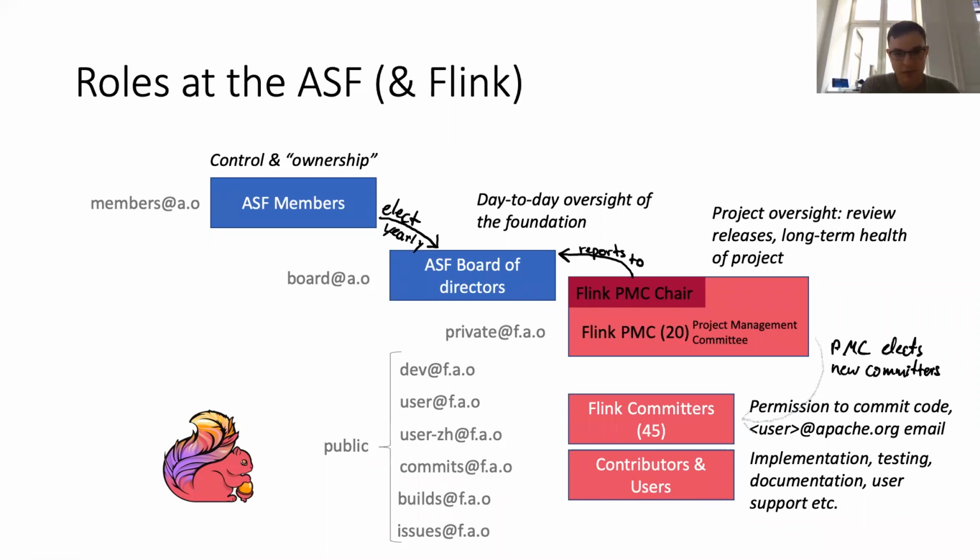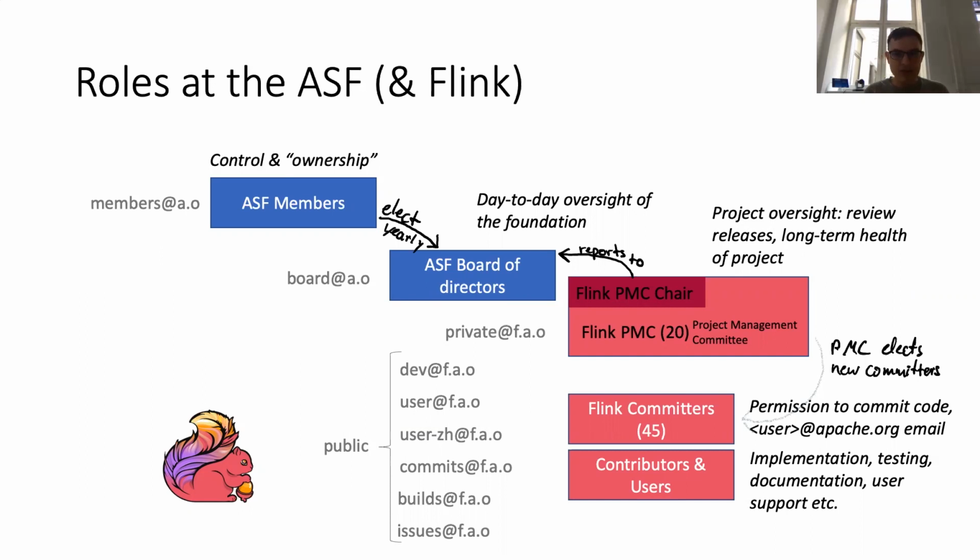Everybody can implement stuff for Flink. They can do testing. They can write documentation. They can support other users on online websites and so on. They can sign up to the public mailing lists. So here on the left, I have listed all the mailing lists. And actually, most of the stuff that happens within Flink is accessible to everybody.